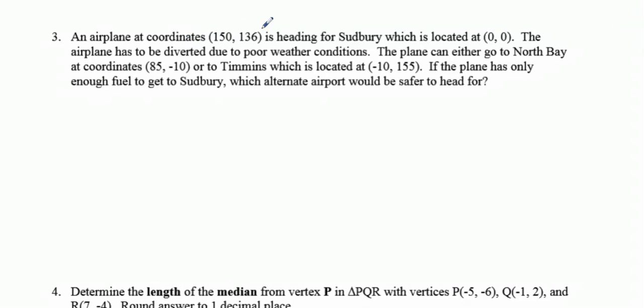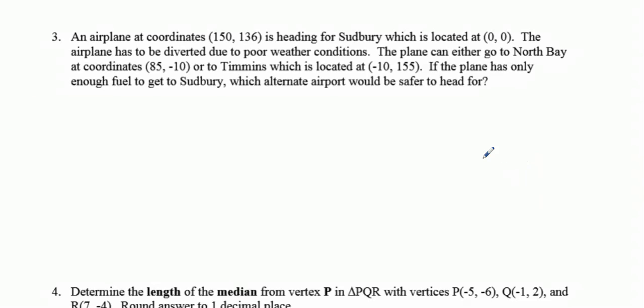An airplane at coordinates 150, 136 is headed for Sudbury, which is located at 0, 0. The airplane has to be diverted due to poor weather conditions. The plane can either go to North Bay at 85, 10 or to Timmins, which is at negative 10, 155. If the plane has only enough fuel to get to Sudbury, which alternate airport would be safer to head for?